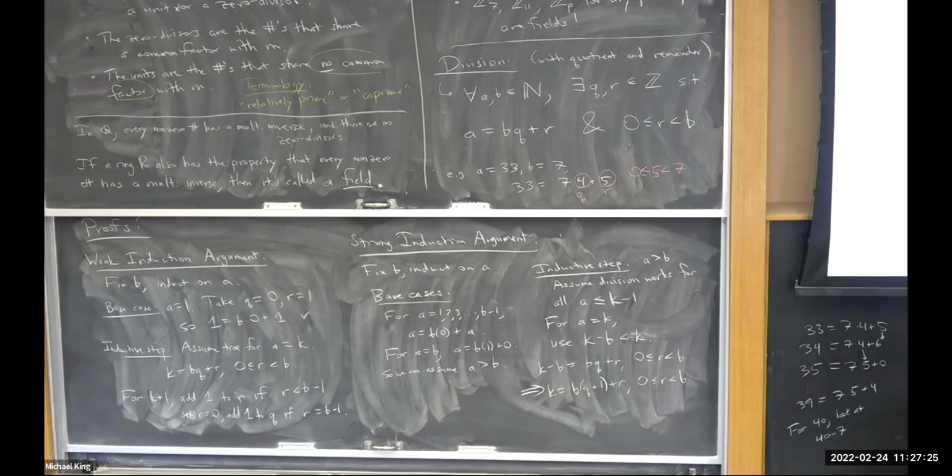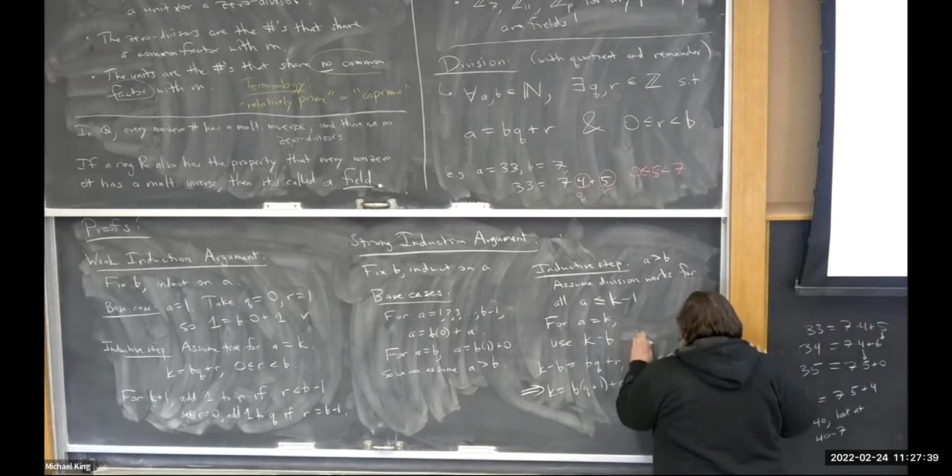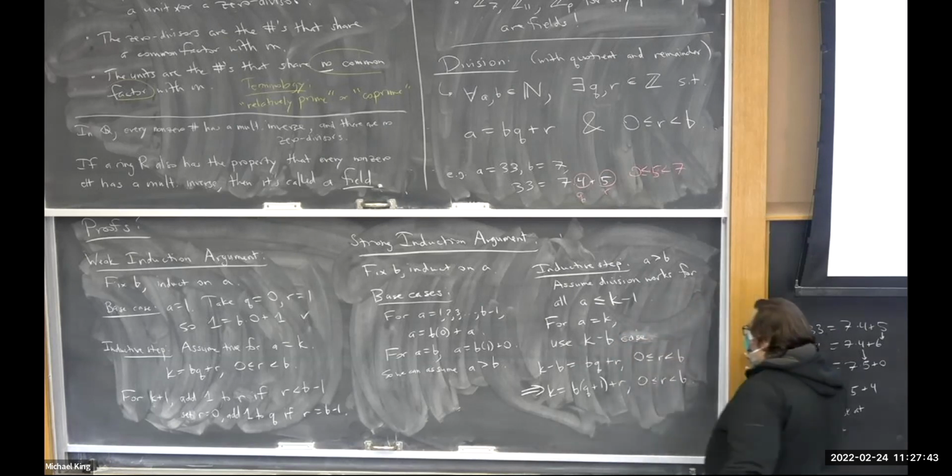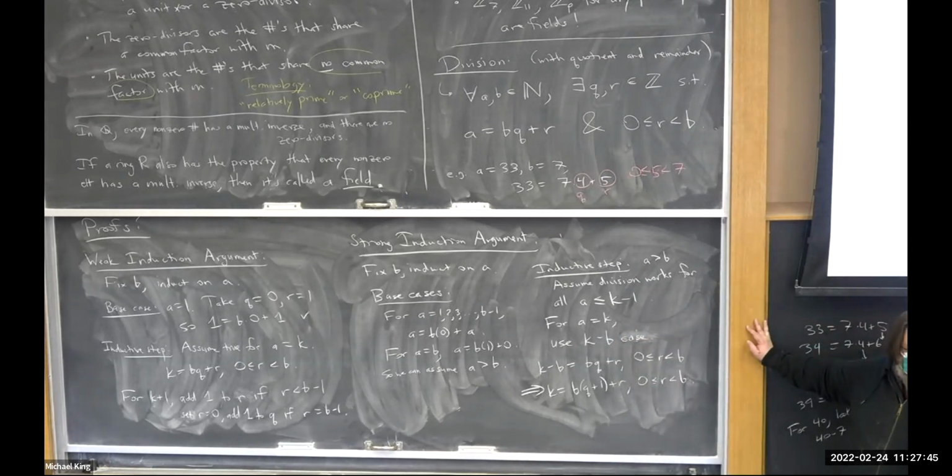So that's when you're not using the previous case, you're using a specific case before, the K minus B case or something like that. Does that make sense? I'm just trying to sketch this. I'm not trying to write it out as a nice formal proof. This is a way to think about it.